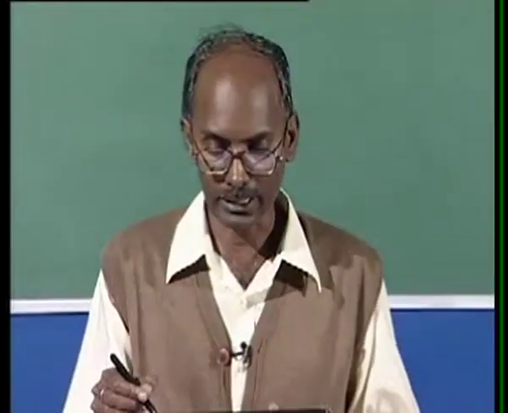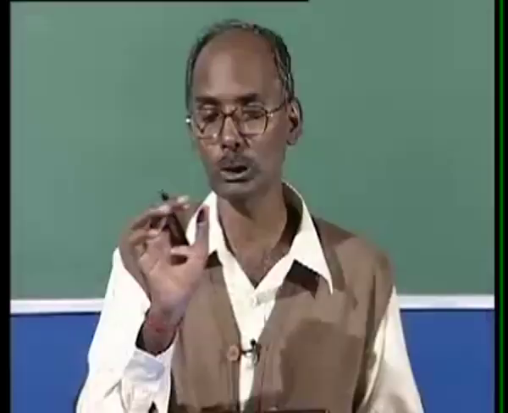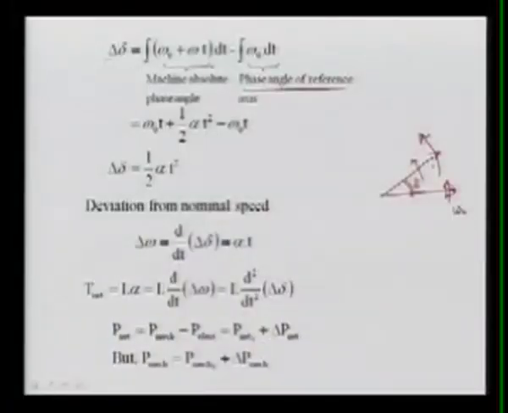So the change in delta, the machine absolute phase angle, minus the reference angle, means how much it has absolutely reached, and from this we can subtract and get the change. So the change in the phase angle is written as the integration of (omega naught plus alpha t) dt. Sorry, this is alpha, not omega.